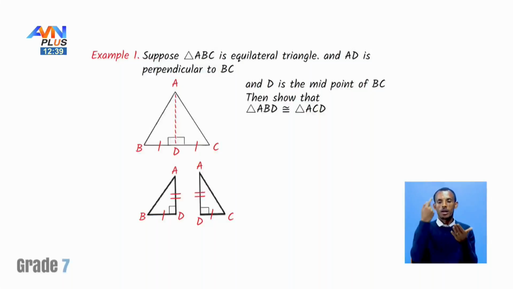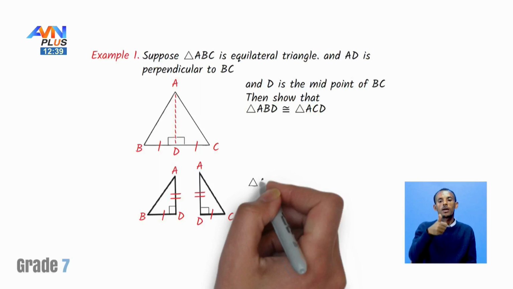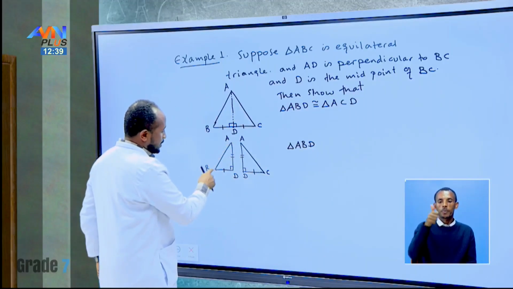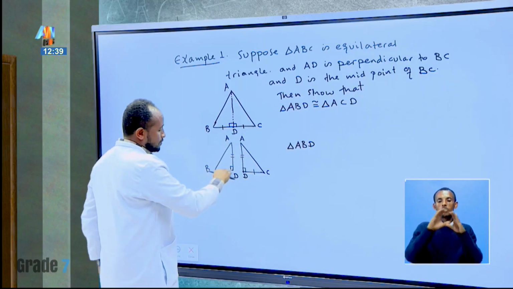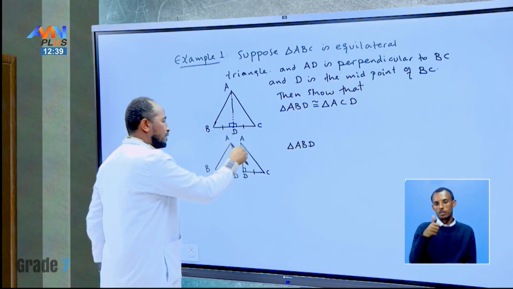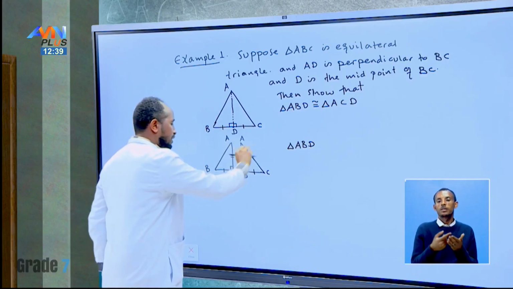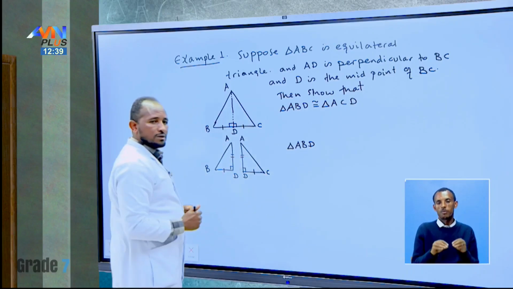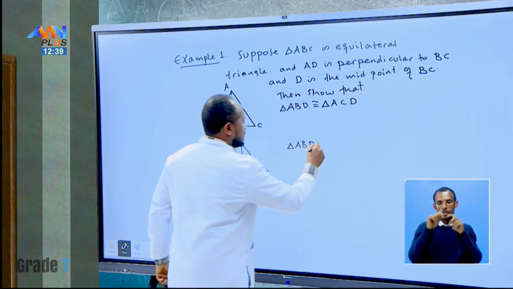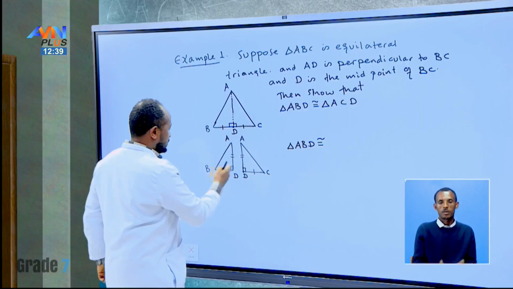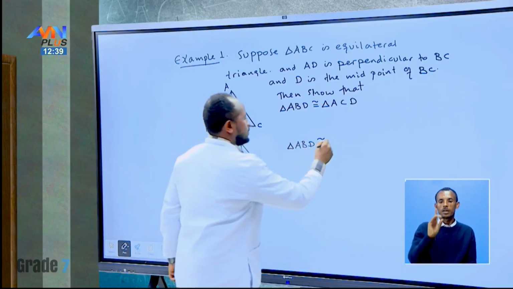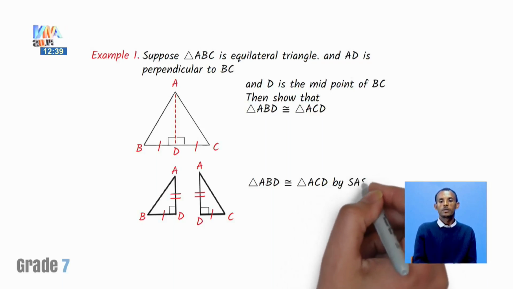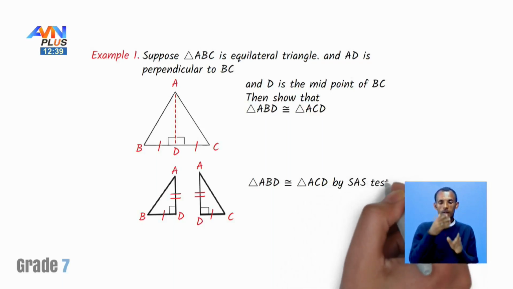Here, triangle ABC, triangle ABD. From this part to mark 1, you move from this part to mark 1. This side fits with this one, this side with this one. So you just move this one on this triangle. Therefore, triangle ABD is congruent to triangle ACD by side angle side congruency test.